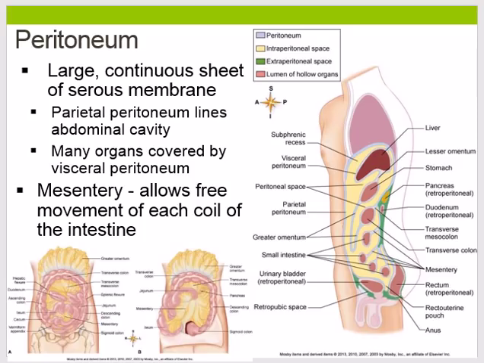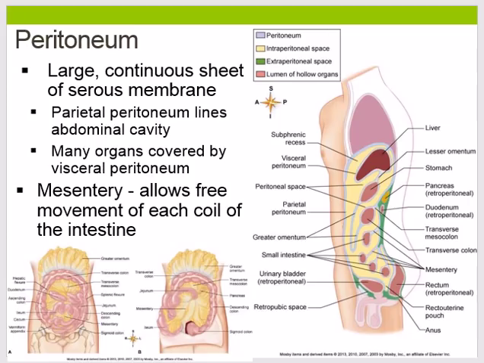Onto the peritoneum. The peritoneum is considered large continuous sheets of serous membranes. Remember, we talked about the serous layer when we spoke about the different layers of our digestive tract, or our GI tract. It included that serous membrane, but we will collectively call that the peritoneum. And the entire abdominal cavity would then be collectively referred to as the peritoneal cavity.